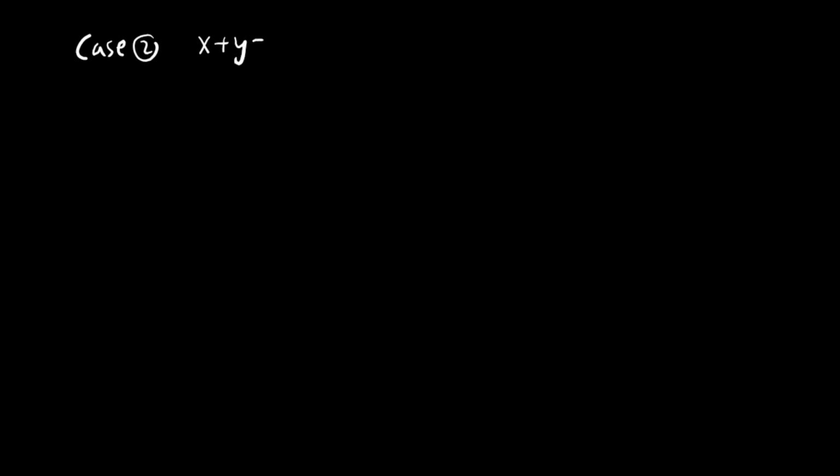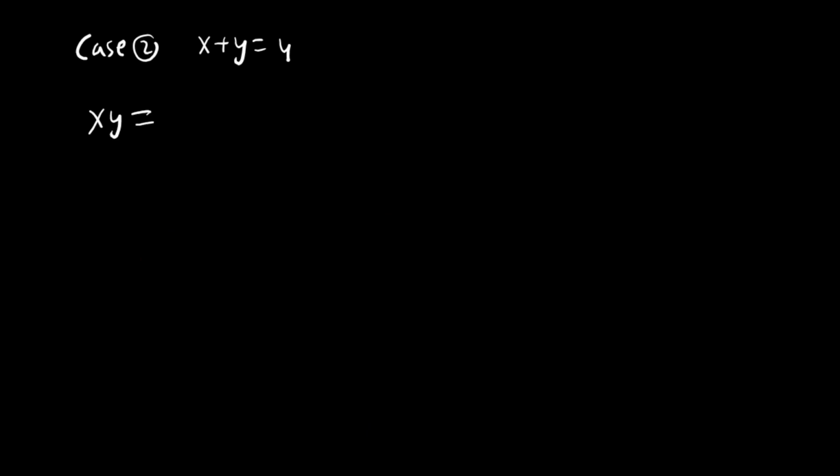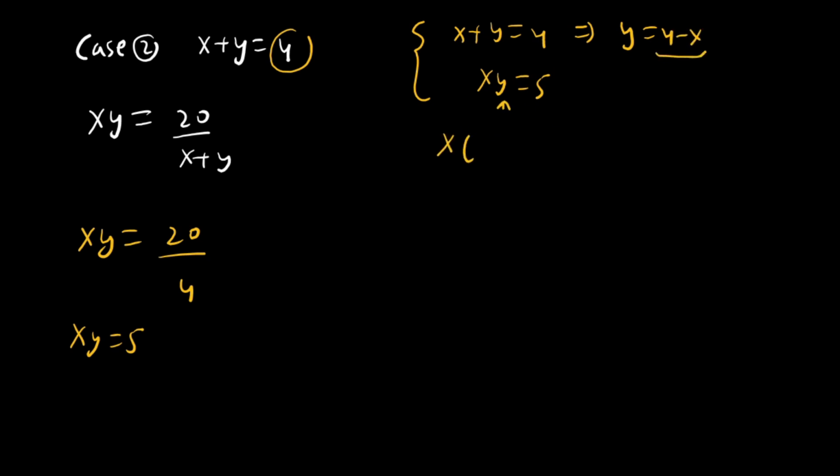Case second, x plus y is equal to 4, and x times y is equal to 20 over x plus y. Then x times y is equal to 20 over x plus y, which is replaced by 4. Then 20 over 4, x times y is equal to 5. Now we have again two equations, x plus y is equal to 4 and x times y is equal to 5. This implies y is equal to 4 minus x. Then x times (4 minus x) is equal to 5.